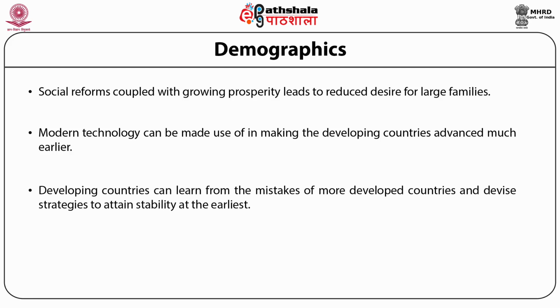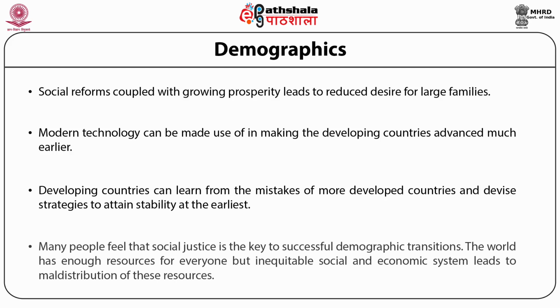Developing countries can learn from the mistakes of more developed countries and devise strategies to attain stability at the earliest. Many people feel that social justice is the key to successful demographic transition. The world has enough resources for everyone, but inequitable social and economic systems lead to maldistribution of these resources.